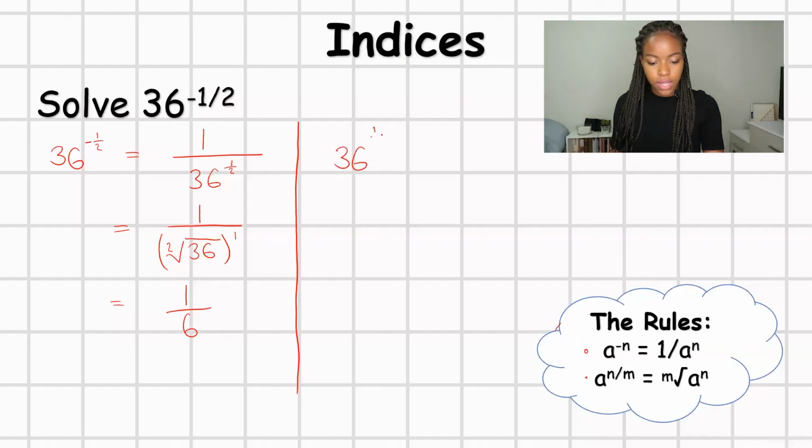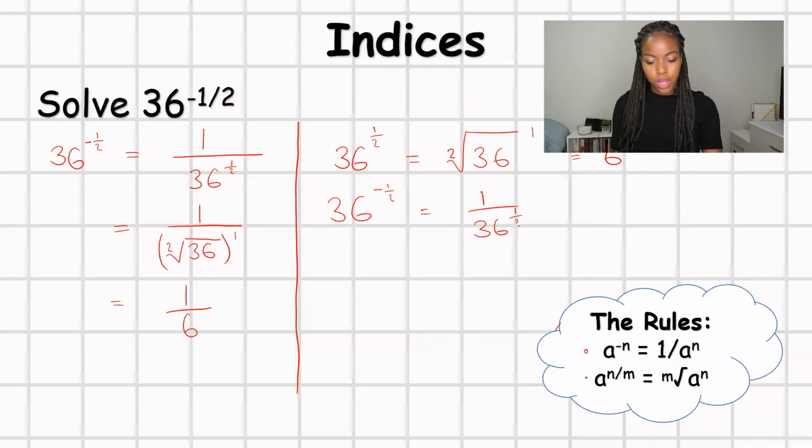So the other way that you could solve this is by doing 36 to the power of 1/2. And as we found here, it's just m, which is 2, root a, which is 36, to the power of n, which is 1, which is just 6. So if we have 36 to the power of -1/2, that would be 1 over 36 to the power of 1/2. But because we've already solved 36 to the power of 1/2, we can just substitute this answer 6 into the denominator. So it would be 1 over 6.